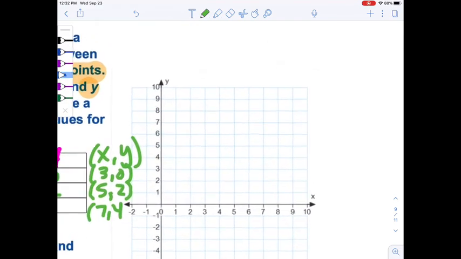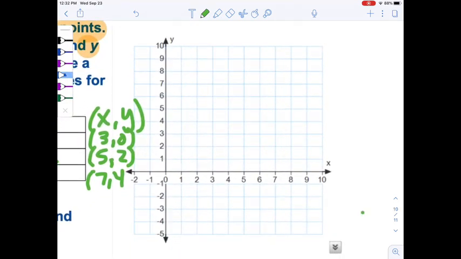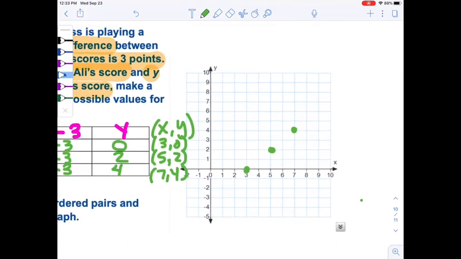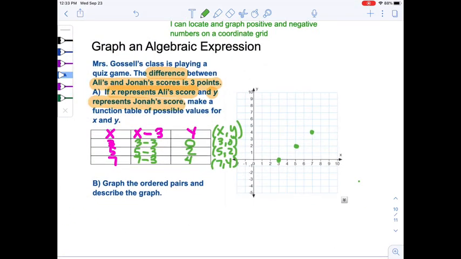So now I can graph these. First one, 3, 0, go to the right 3, up 0. Second one, 5, 2, we go to the right 5, up 2, plot it. And the last one, 7, 4, we go over to the right 7, up 4, and graph it. So we've plotted our 3 points.